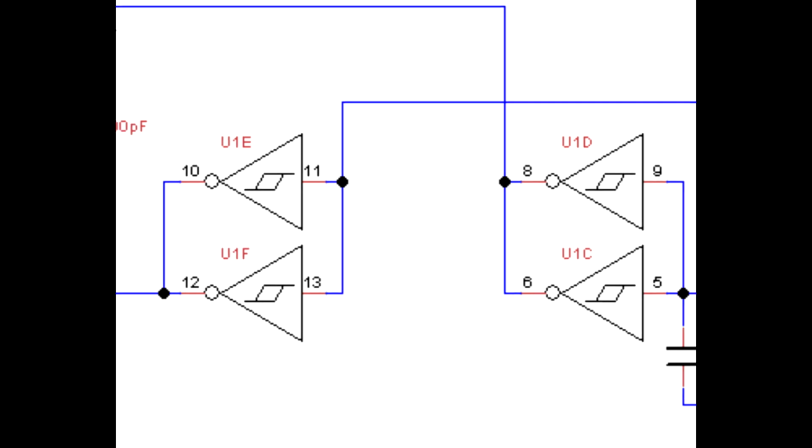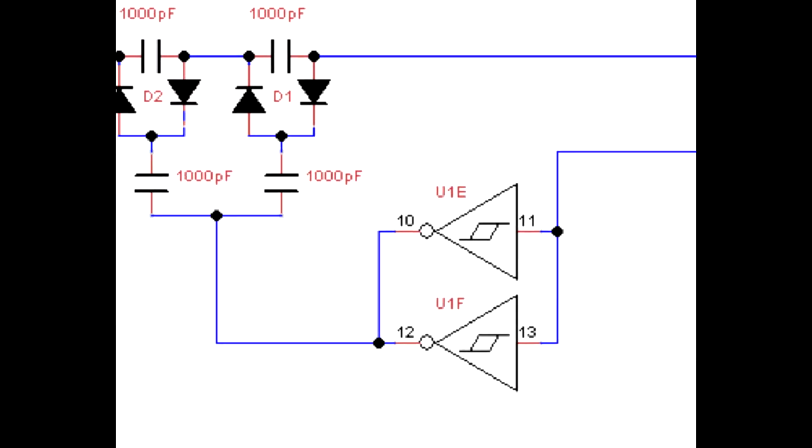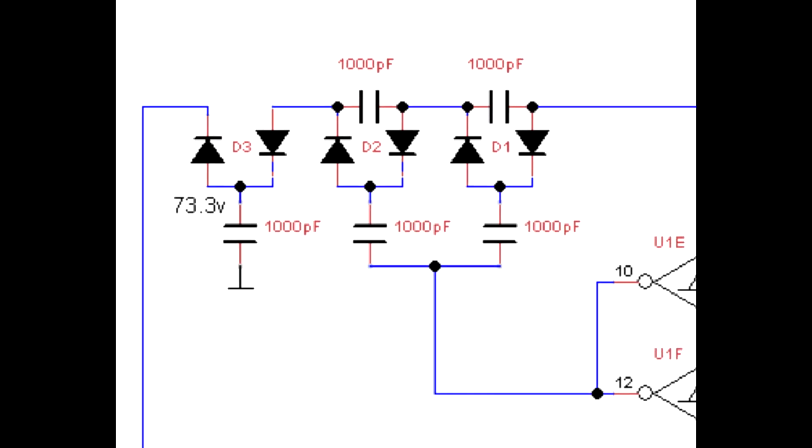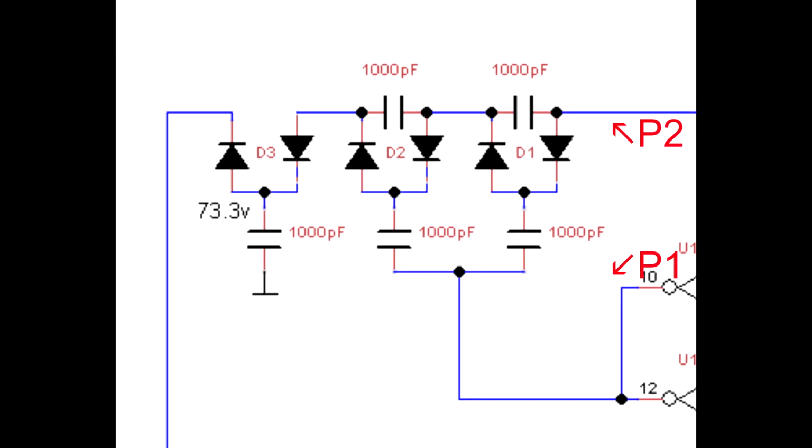Phase 1 and phase 2 now go into a bunch of diodes and capacitors. I'm not going to go into length about how this works, but you can imagine that since one signal will be high and one signal will be low, if you look at that first capacitor, imagine that phase 1 is low and phase 2 is high. Then the top of that capacitor will be charged to 15 volts.